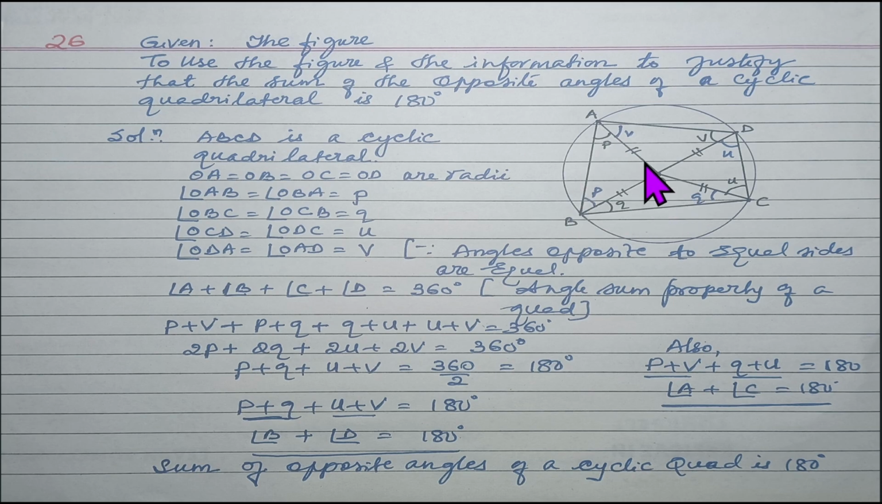That means if you take each of these triangles, we find the angles opposite to these equal sides are equal. If this is P, this is also P. If this is Q, this is Q. If this is U, this is U. If this is V, this is also V. So we have the angles opposite equal sides are equal.